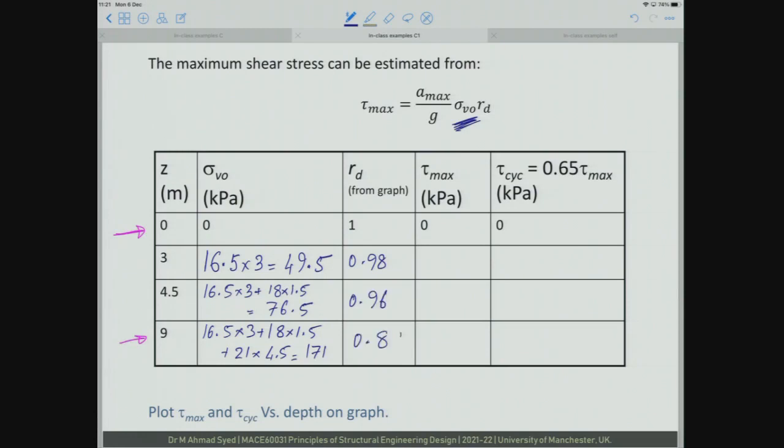So tau max, we have everything. We have sigma V naught, we have RD, so we have this and this. A max by g is 0.15. So we have this thing as well. You just put it in this formula and find these values. You multiply it with 65% and you get tau cyclic. Okay?